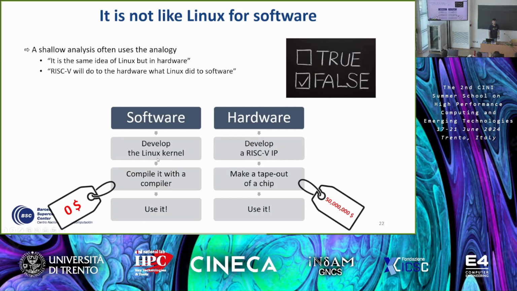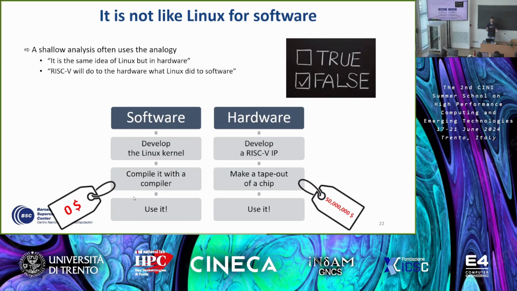you have to develop the Linux kernel, and we all thank Linus Torvalds for doing that first job. And then you need a compiler, you compile it, and you use it. The cost of this is formally zero. You need a laptop, probably, to work on it. You need tons of hours of manpower, and that's also something that has some price, right?